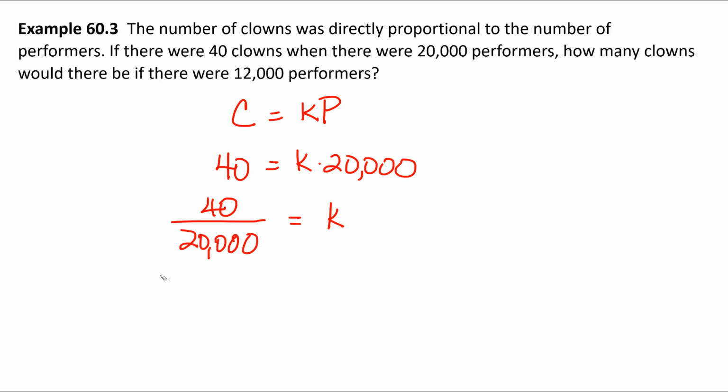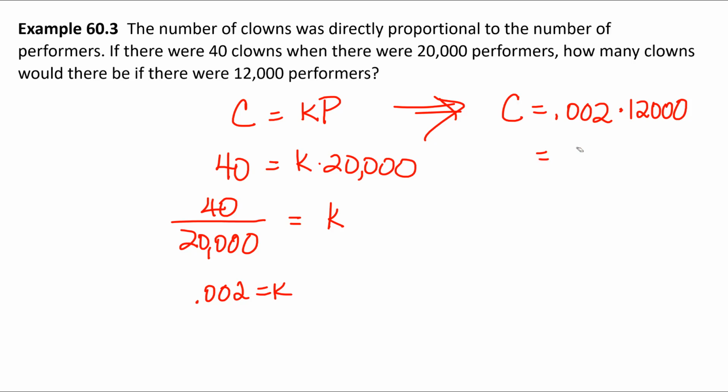0.002 is K. So now that I know what K is, I can use this equation with K plugged in to find out the answer to the next question, which is how many clowns would there be if there were 12,000 performers? So clowns is equal to KP. K we know now is 0.002, and we're talking about 12,000 performers now. And if we multiply that out, we are going to get 24 clowns, which is much better than 40, though not a whole lot better, but it's better, a little better. I don't know how you feel about clowns, but I think the fewer clowns, the better.